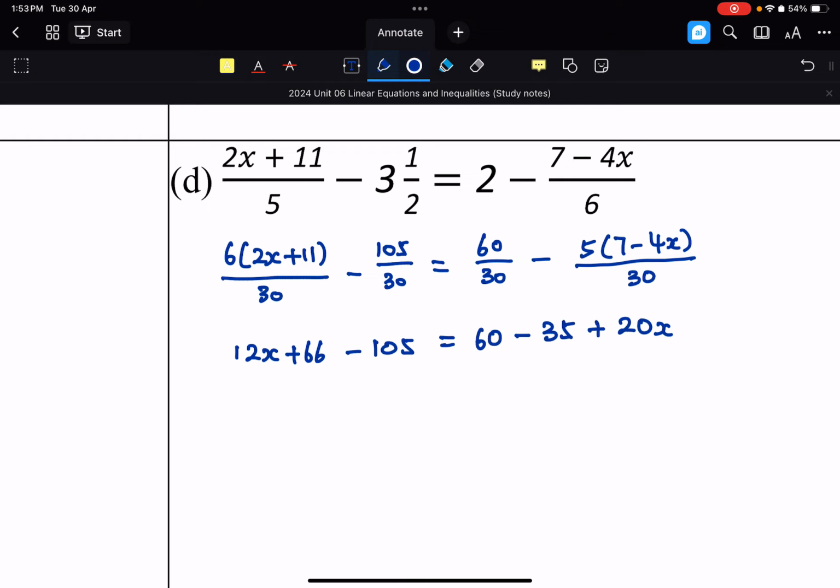Okay, so simplifying this, we have 12x minus 20x will give us negative 8x, and then we really need a calculator. So we have 60 minus 35 plus 105 minus 66, 64, right? Therefore, x in this case, 64 divided by negative 8 is negative 8.